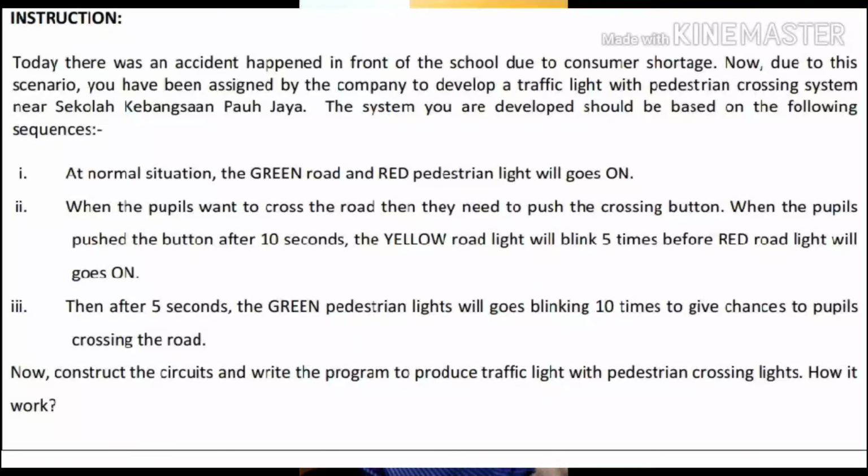Now, construct the circuit and write the program to produce a traffic light with pedestrian crossing light. How does it work?